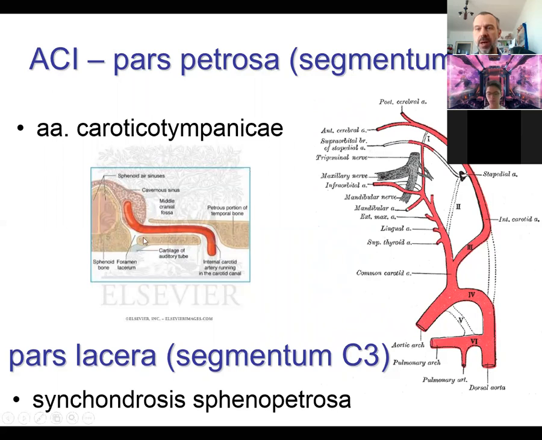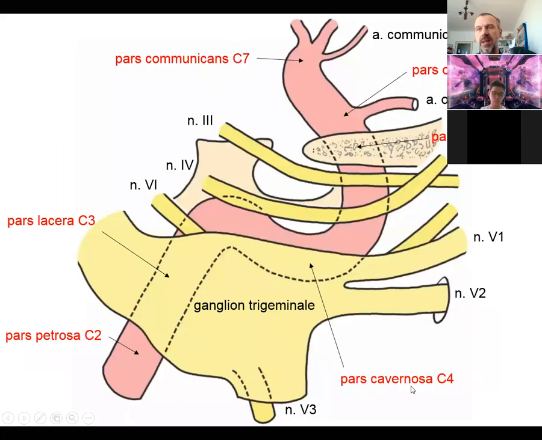Then it gets into the cartilage. So we have the pars lacera inside the cartilage, and then it gets up into the cavernous sinus. And here it's getting interesting. In the cavernous sinus, you can see how the artery runs close to this big trigeminal nerve and its ganglion, and above the third, fourth, and sixth cranial nerves, which all enter the superior orbital fissure and supply the muscles of the eyeball. So you can see how the artery curves around, and it's close to all these. Then it comes to the clinoid process, the anterior clinoid process.